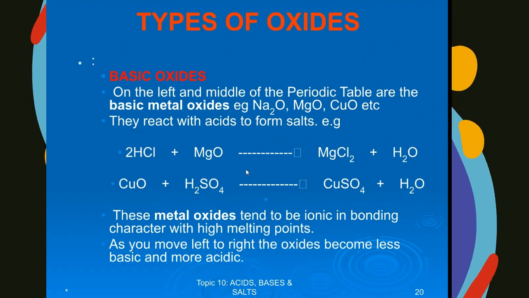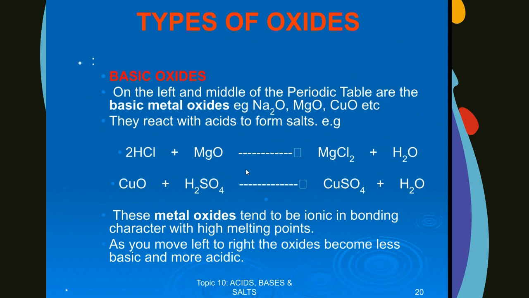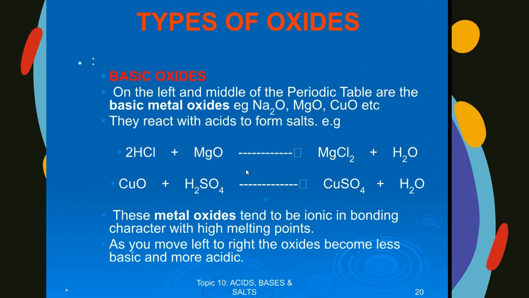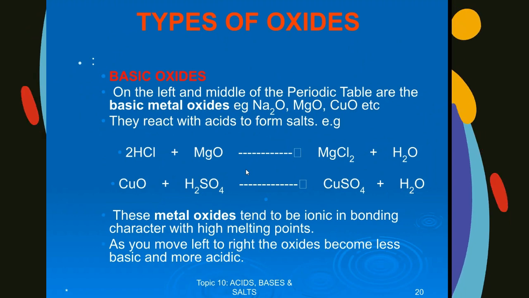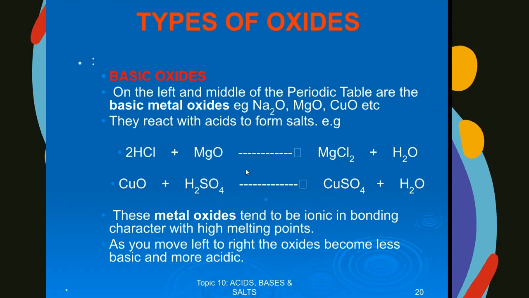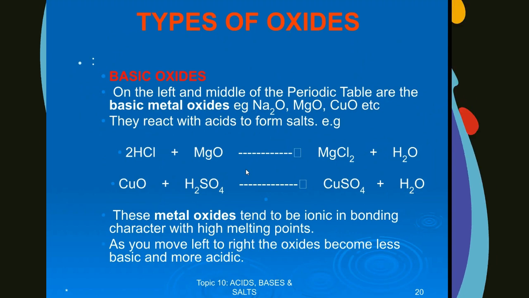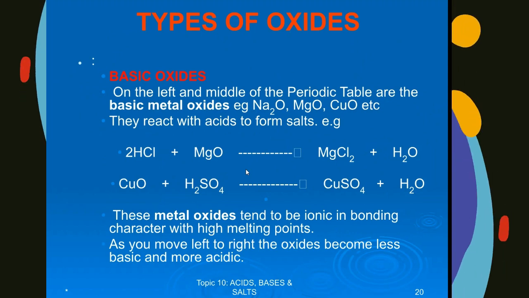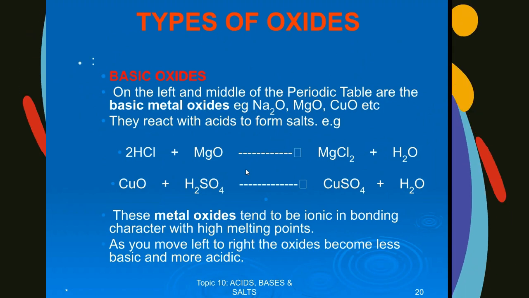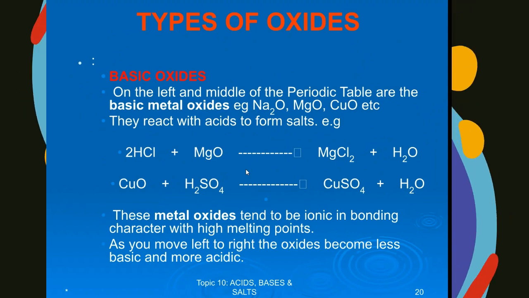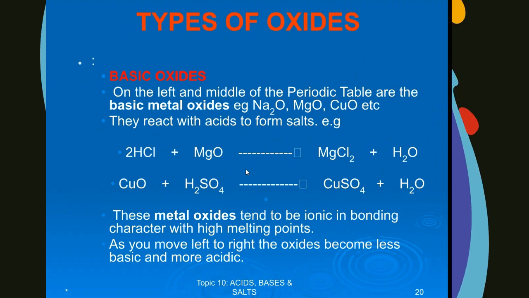Now, types of oxides. Basic oxides on the left and the middle of the periodic table are the basic metal oxides. Where are they situated? On the left and the middle of the periodic table. For example, Na2O, MgO, CuO, etc. So they react with acid to form salts. First one is HCl plus MgO, which gives rise to MgCl2 plus H2.